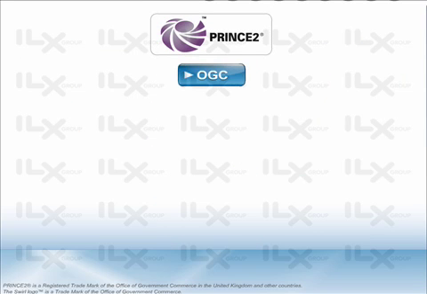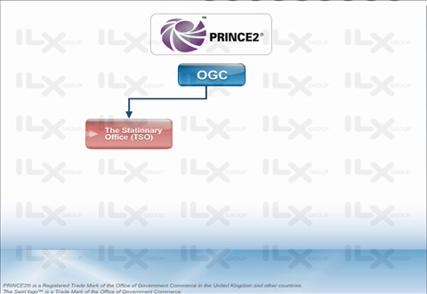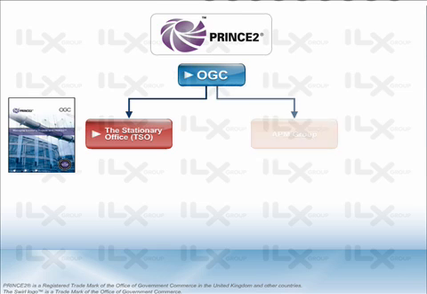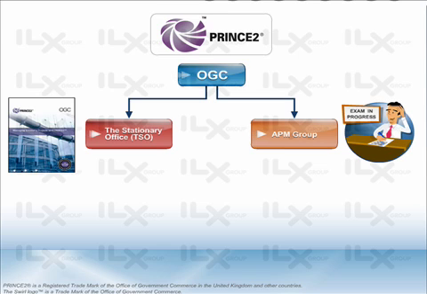To help promote PRINCE2, the OGC has collaborated with a number of organisations. The Stationery Office, for example, are charged with printing and distributing the manuals. The APM Group Limited in High Wycombe have been appointed by the OGC to coordinate the examination procedures and to accredit the various training organisations such as ourselves. Companies that have been approved by the APM Group to deliver training in PRINCE2 are referred to as Accredited Training Organisations, or ATOs, and are thereby entitled to use the PRINCE2 logo on their training and promotional material.